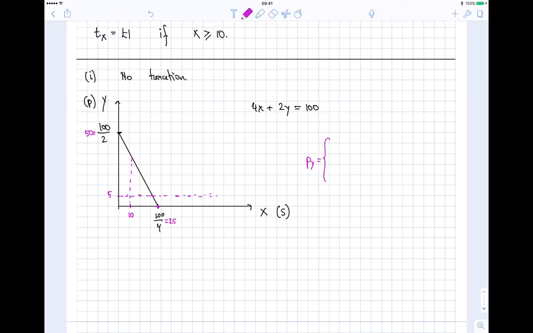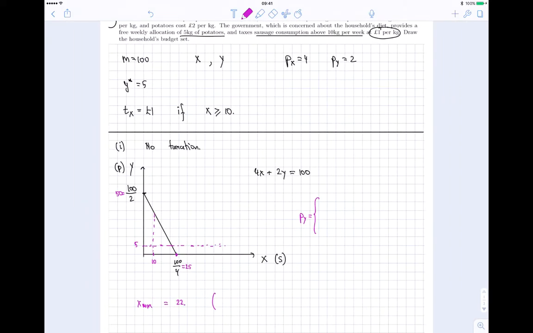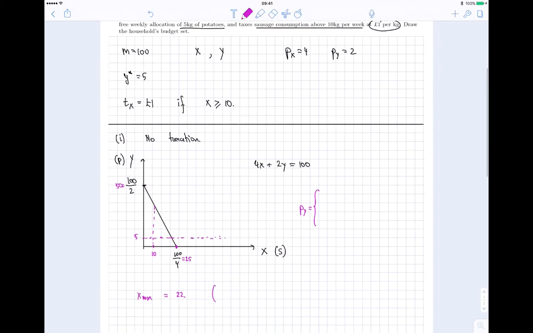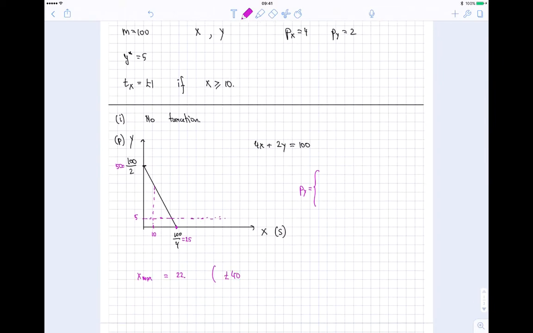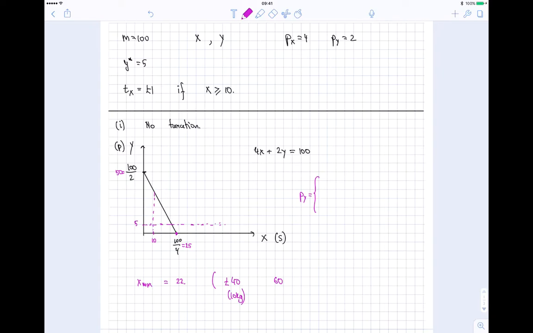22. How did you find that? I worked out the number of sausages you can buy pre-tax and how much of that income you make up, and then I took into account the tax. Exactly. The first 10 kilograms of sausages are going to cost you £40. Then you have another 60 left, and those are going to cost 5 each. So I divide this by 5, and this is going to be 12. So in total, I'm going to have 22.